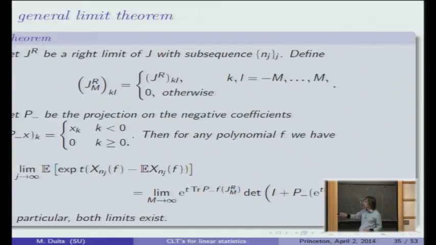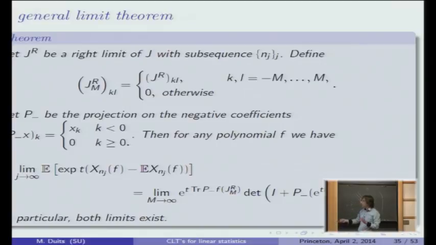So J_{m,R} is cutting off J_R, taking a 2m by 2m block around the center. And then P minus is just a projection on the negative coefficients. And then you can view this as an operator on L2 of Z. And then you have to compute the limit of that operator here. Okay? Well, this is, of course, a difficult thing to compute. And we can only compute it if this J_R is Toeplitz, or Laurent, sorry, Laurent. But it would be nice to actually be able to compute this in some other cases, periodic cases.